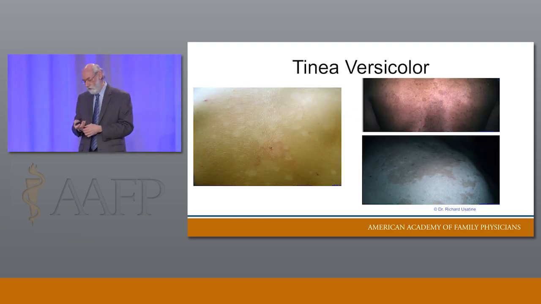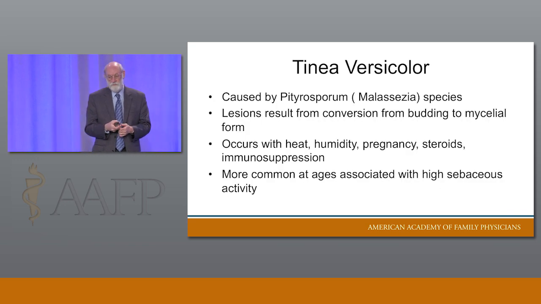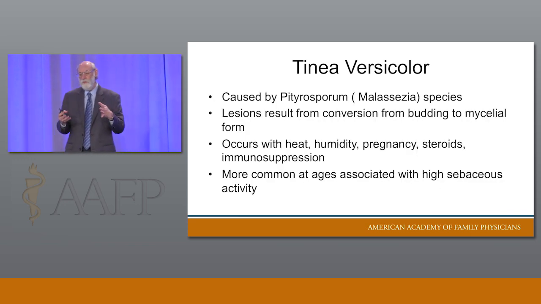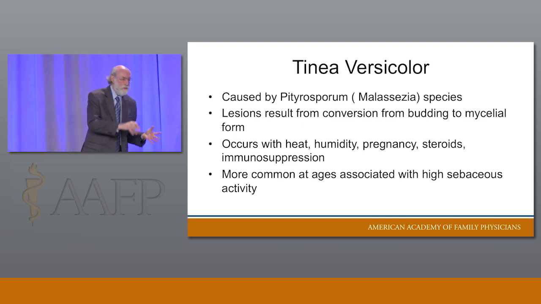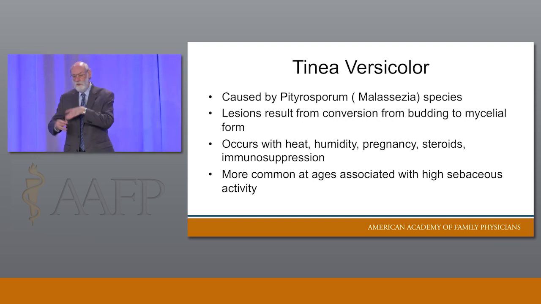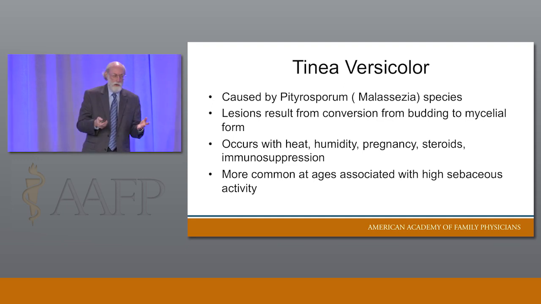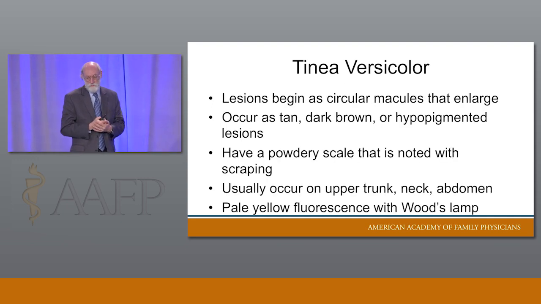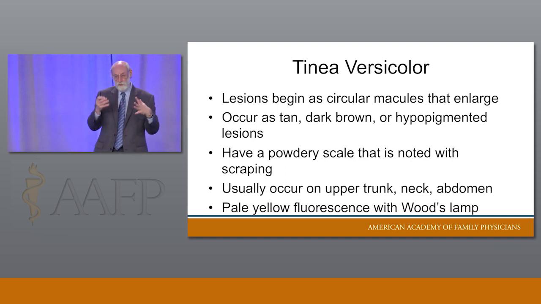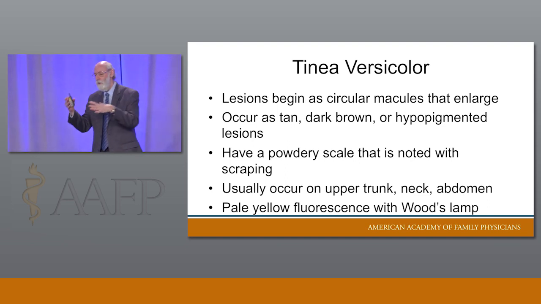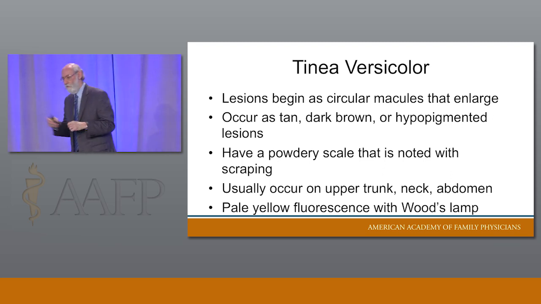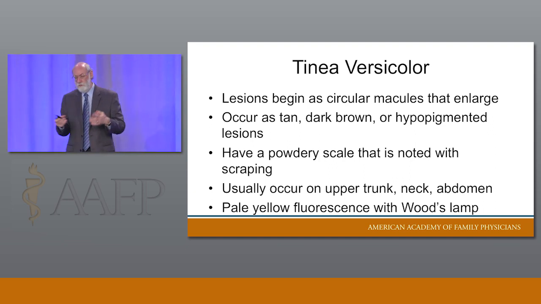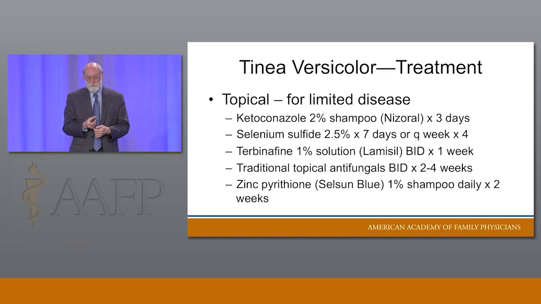And we have tinea versicolor, fungus of many colors, caused by Pityrosporum species as the lesions convert from budding to mycelial form. This happens with heat, humidity, and lots of sebum, so more common in younger people in the summertime. Lesions begin as circular macules that enlarge, tan, dark brown, often with a little fine scale to them. They have a pottery scale, you know they're active. If you put a Wood's lamp on them, it will fluoresce kind of a yellow color.